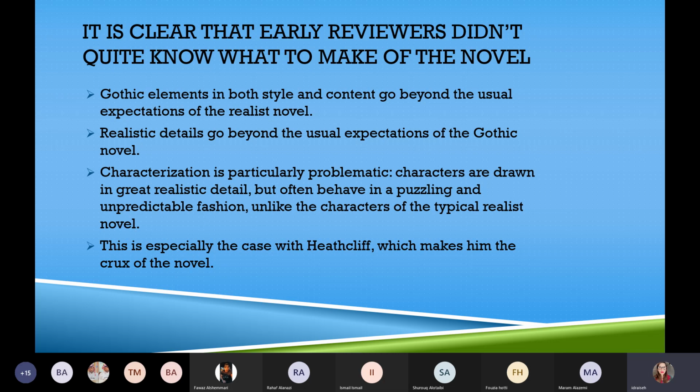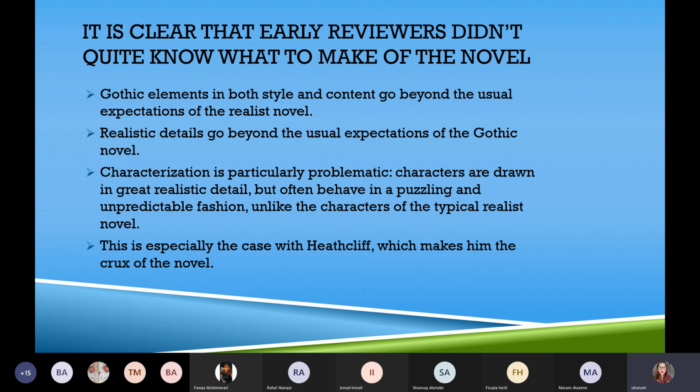So again, those reviewers just did not know what to make out of this novel, because, like I said, this novel combines a lot of generic styles that these people were just not used to. For example, the Gothic elements, in terms of style and content, go beyond the expectations of what a realist novel would represent. And we said the realist novel around that time was the dominant literary form for all intents and purposes. It was the form that the bourgeoisie produced, who were in power and the real ruling class of Europe in the 19th century. And the realistic details of this novel also go beyond the usual expectations of the Gothic novel. So it cannot be a Gothic novel, it cannot be a realist novel.